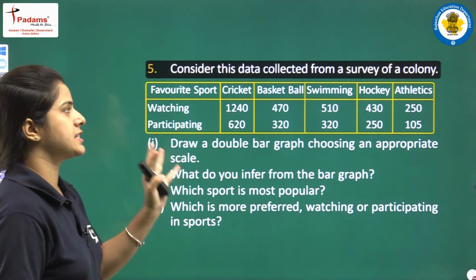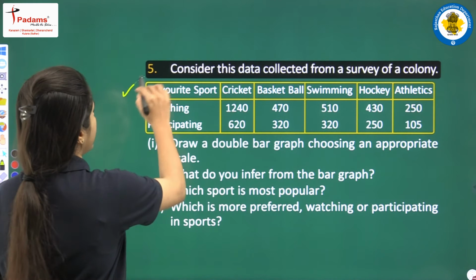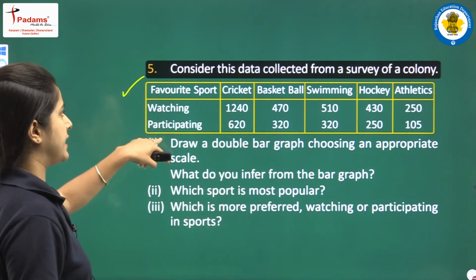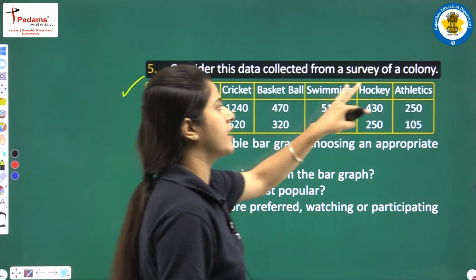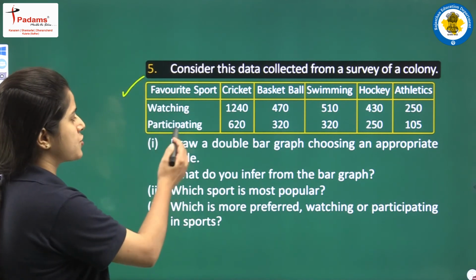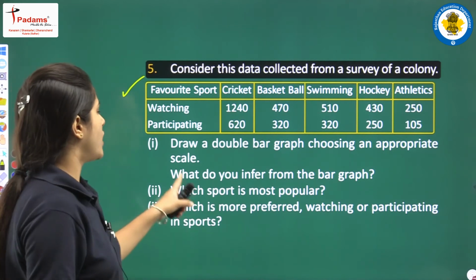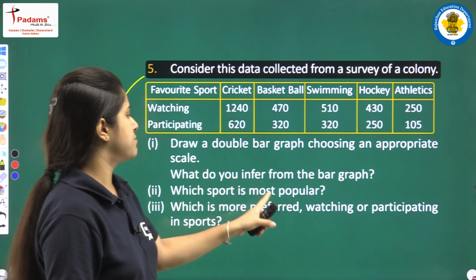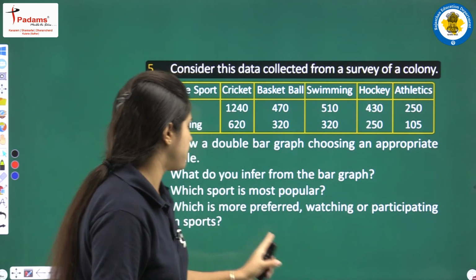Consider the data collected from a survey of a colony. Okay? This is a survey of a colony, watching and participating in different sports like cricket, basketball, swimming, hockey and athletics. Alright, students. So, firstly, we need to draw a double bar graph choosing an appropriate scale. Next, what do you infer from the graph? Which sport is most popular and which is most preferred, watching or participating in sports?